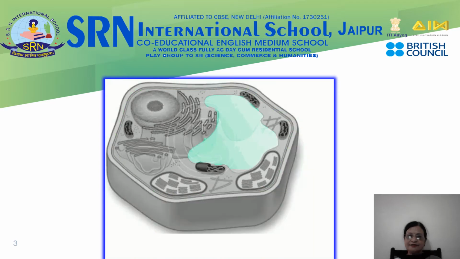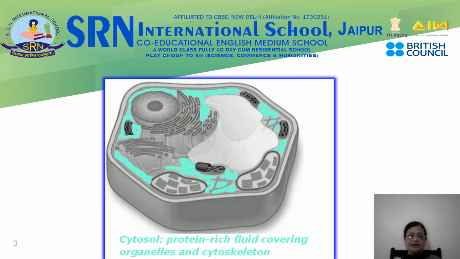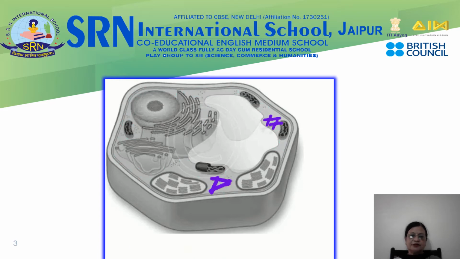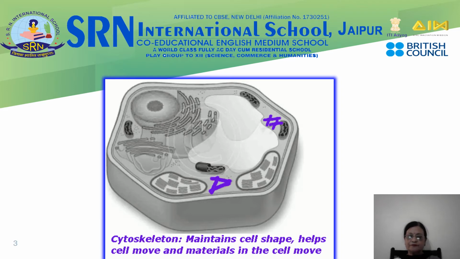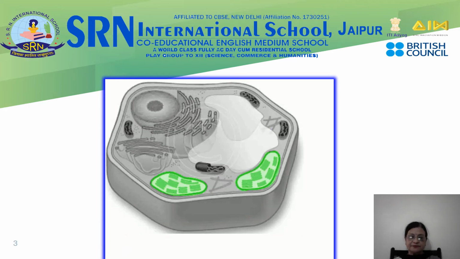There is a central vacuole where the nutrients are stored, cell pressure is maintained, and pH balance takes place. Cytosol is protein-rich fluid. Cytoskeleton maintains cell shape and helps in the movement of cell materials. Chloroplast is where photosynthesis takes place and it is only present in plants. Mitochondria transforms energy from food.